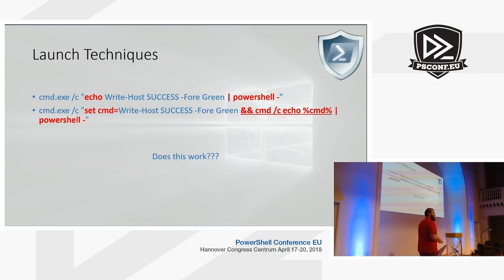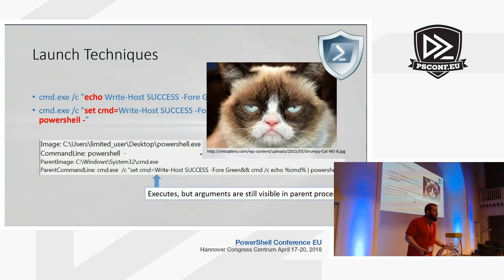But what if we added a second command in there? What if the first command set the PowerShell command in a variable, and then it spawned a second command that echoed that variable into PowerShell, and PowerShell runs as a third command? If we run this command, technically the code executes, but we still see the full command in the parent process. So as an attacker, we could do better than this, right?